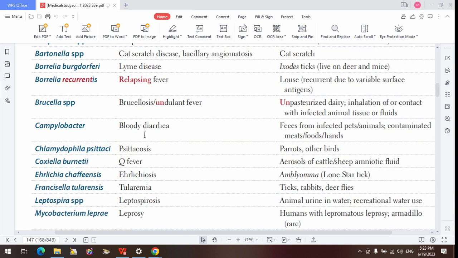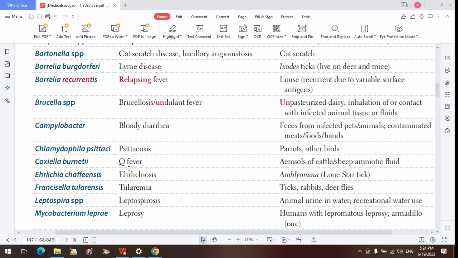Chlamydophila psittaci causes psittacosis, an atypical pneumonia that you get from parrots. Coxiella burnetii causes Q fever. So Q fever is also one of those related to the rickettsia. Q fever likes affecting the lungs, the heart, and the liver. Those three: the heart, the lungs, and the liver.